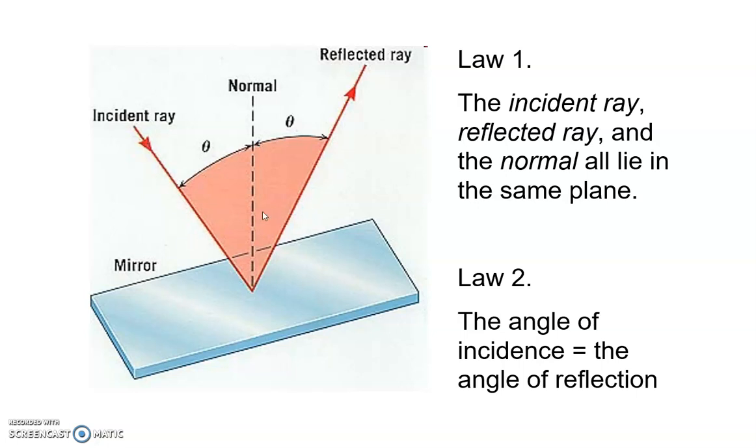So this is a 3D image, so it looks a little weird, but let's assume this was coming in at 30 degrees, then that means this angle here would also be 30 degrees. So the law of reflection says this. Number one, part one of it, is the incident ray, reflected ray, and the normal all lie in the same plane. In other words, if we were to take a flat surface and stand it up on end, it would go through this incident ray, this normal, and this reflected ray. The second part of this law says that the angle of incidence is equal to the angle of reflection.